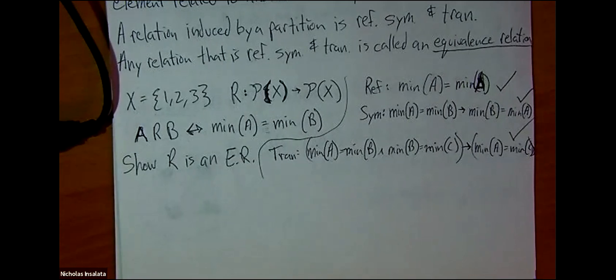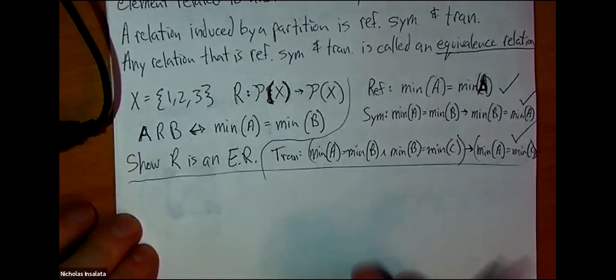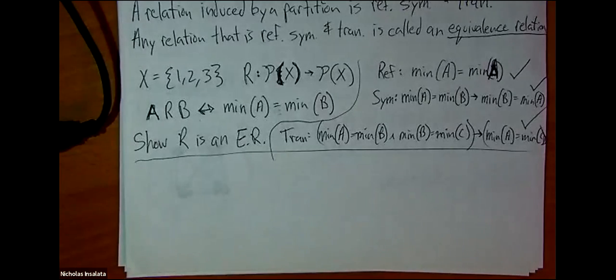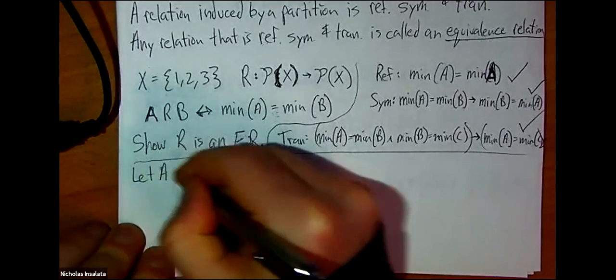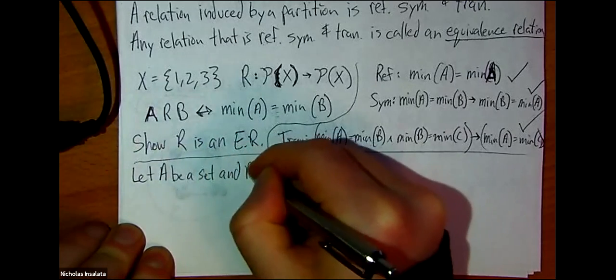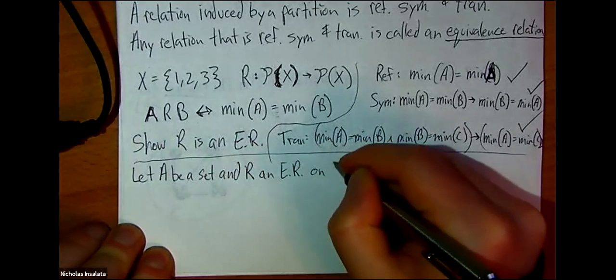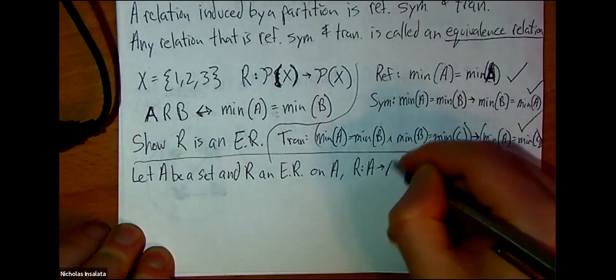So what is an equivalence class? Now that we've done equivalence relation, we're going to jump back to this partition idea, and that's where we're going to stick around for a while here. So A is a set. Let A be a set and R an equivalence relation on A, where R goes from A to A.